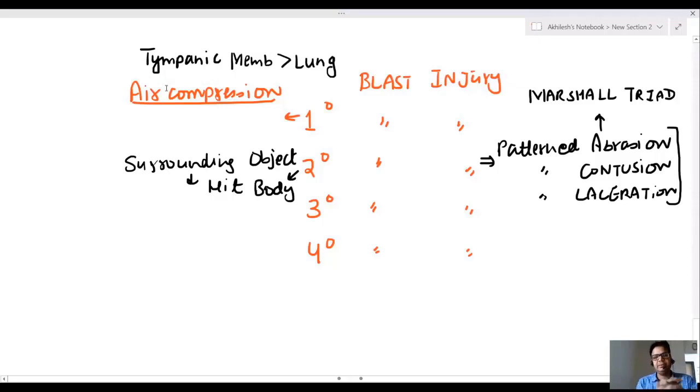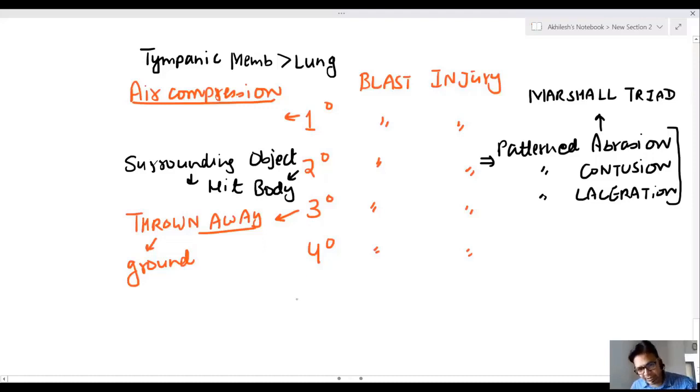Now come to, sir, another important injury, that is tertiary blast. Object hitting you is secondary blast. Now you will be thrown away, then you will hit the ground. This is tertiary blast injury. And what is quaternary blast?